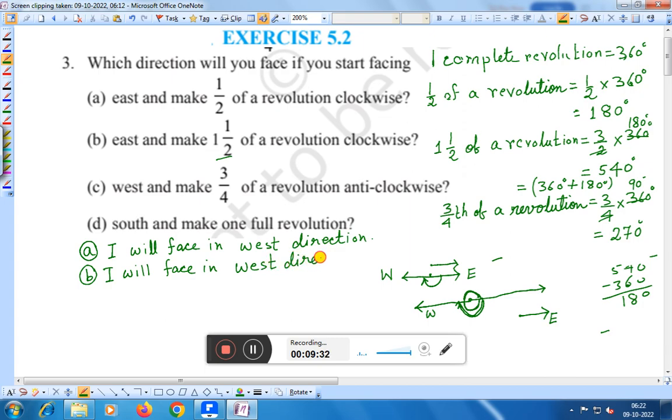Now I will explain question number C, right? Question number C is, in which direction will you face if we start facing west and make 3/4 of a revolution anti-clockwise? Now we will go on anti-clockwise, then what will happen, right?